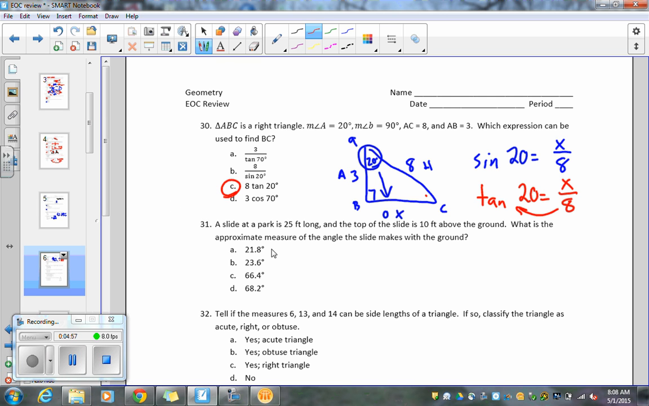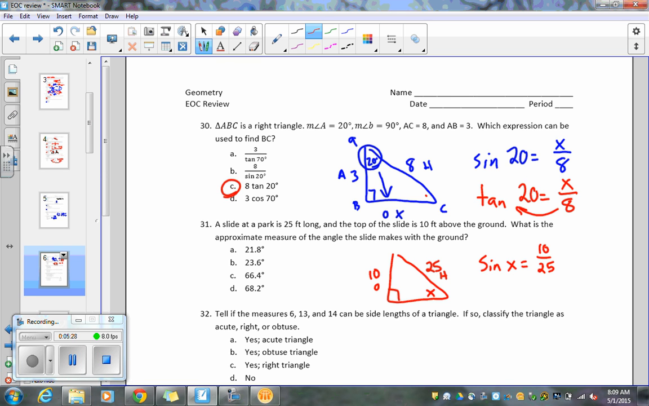A slide at the park is 25 feet long. The top of the slide is 10 feet above the ground. What is the approximate measure? So what we have here is our slide. It's a right triangle. The slide is 25 feet long, and it is 10 feet above the ground. What is the approximate measure of the angle of the slide with the ground? That is the opposite over the hypotenuse, so that would be sine. So we're looking for sine of x is equal to 10 over 25.